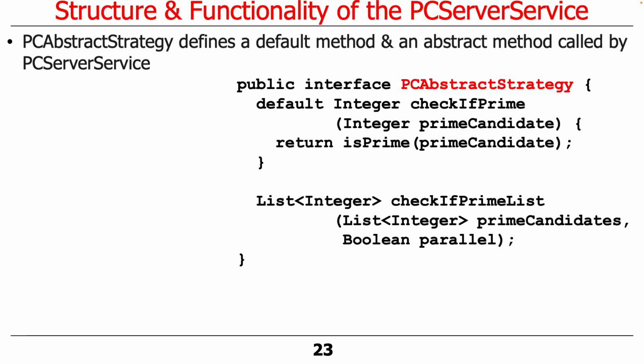Now we're getting into the actual implementation. This is where the rubber hits the road. We're actually going to do something that's computational, not just connecting the pieces together using controllers and services. So this is the PC abstract strategy class, which is going to, as you can see, have a default implementation of isPrime, because there's really only one way to do this.